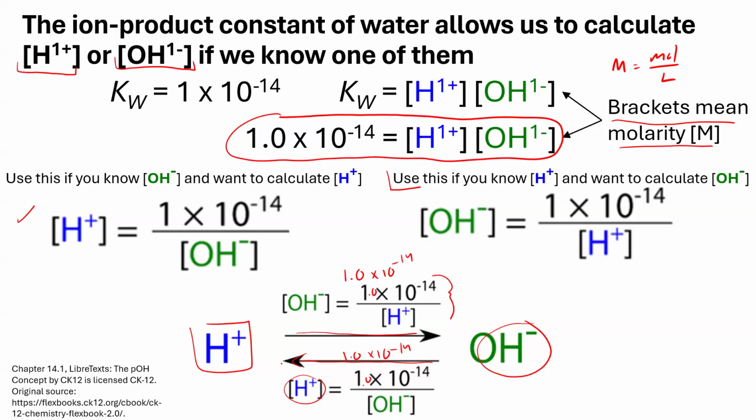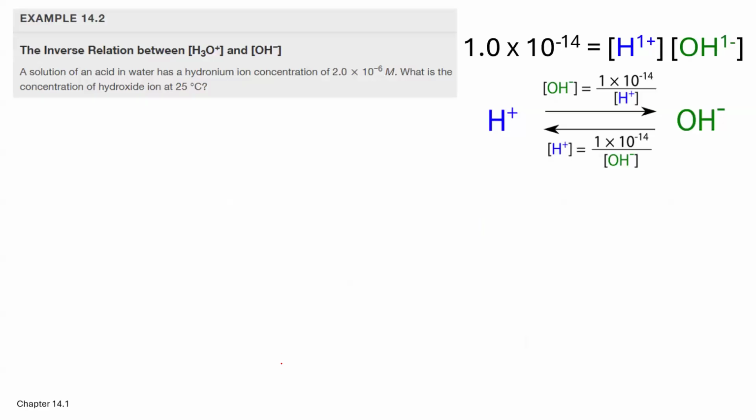All right. Well, let's try a couple. I'll use my calculator on here so you can see what I'm doing. All right, let's take a look here. A solution of an acid in water has a hydronium ion concentration, so I'm going to just box this up so we can see what that is, of 2.0 times 10 to the negative 6. What is the hydroxide ion concentration at 25 degrees C? All right, well, we know hydronium.